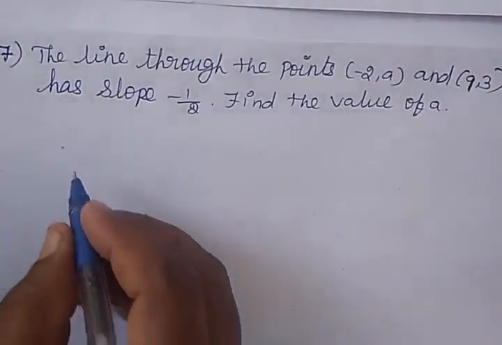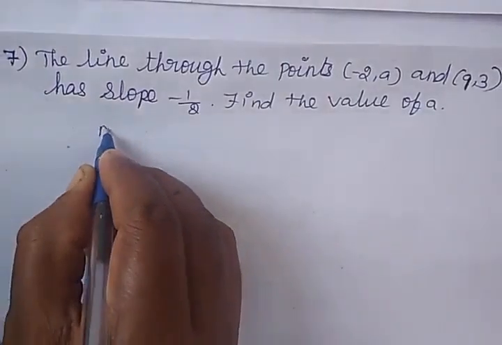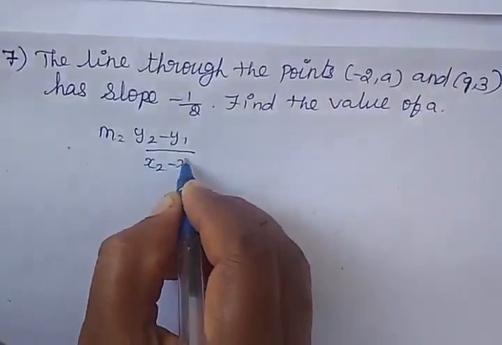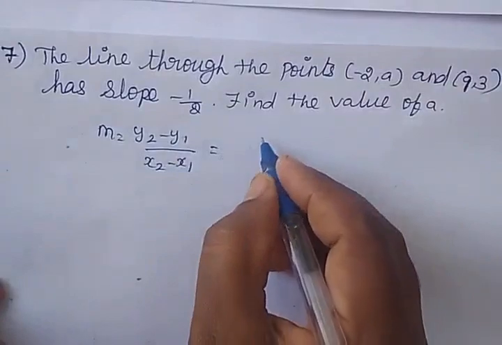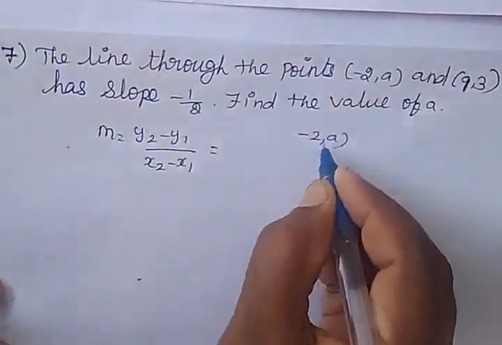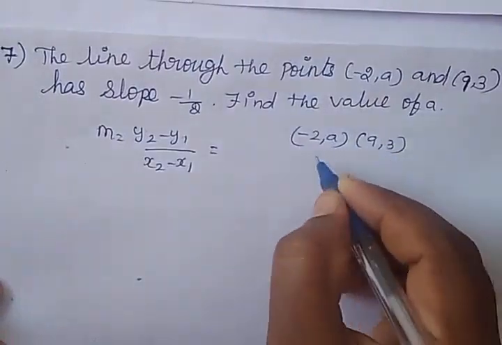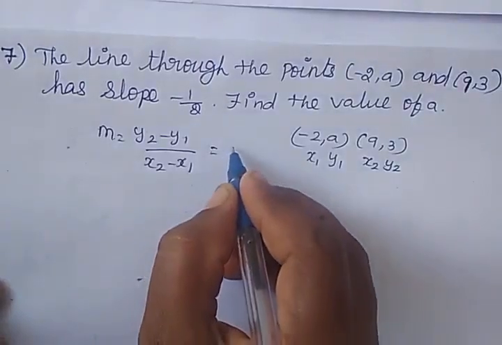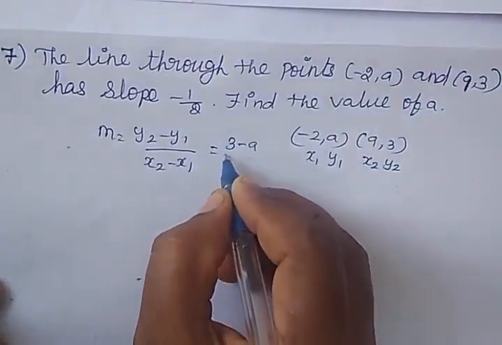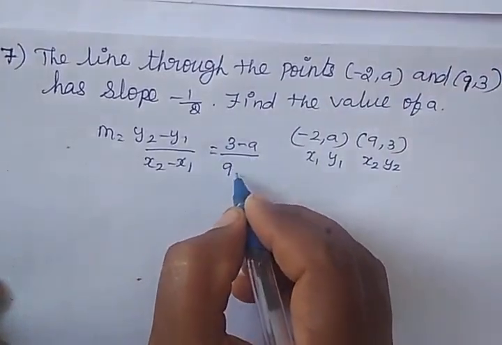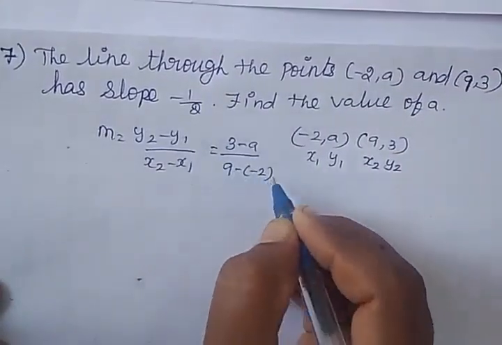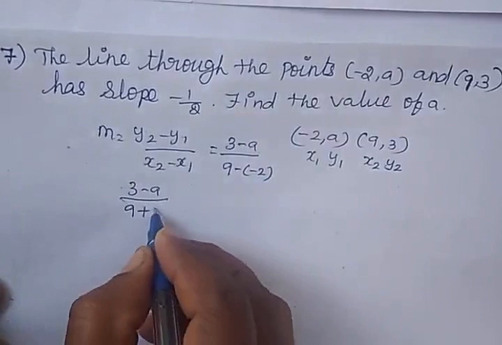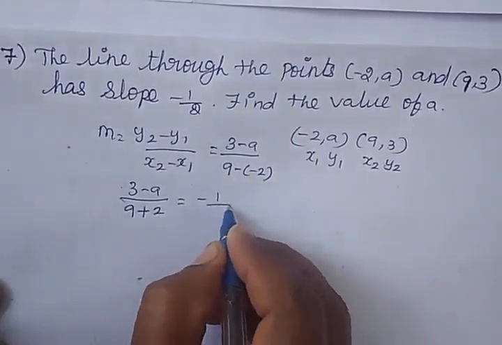So you know the slope formula: slope m is equal to (y2 - y1) / (x2 - x1). Here the points are (-2, a) and (9, 3). Take x1, y1, x2, y2. Here y2 is 3, y1 is a, x2 is 9 and x1 is -2. So (3 - a) / (9 - (-2)), which is plus 2. The slope is given, that is -1/2.